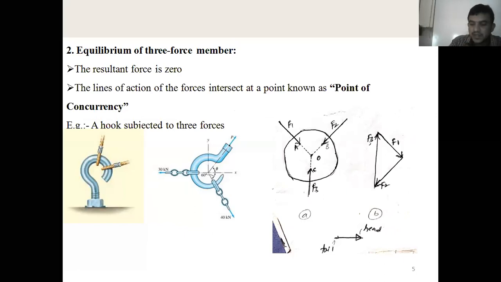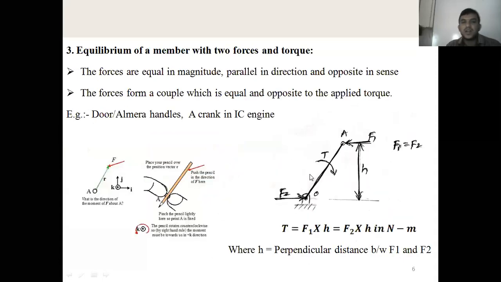Okay. Now this is how a member is subject to three forces: if it is in equilibrium, there is no resultant force, and the lines of action of all three forces should meet at a point called the point of concurrency. Next, the last one is a member subjected to two forces and a torque. First case, a member is subject to only two forces. Second case, a member is subject to three forces.